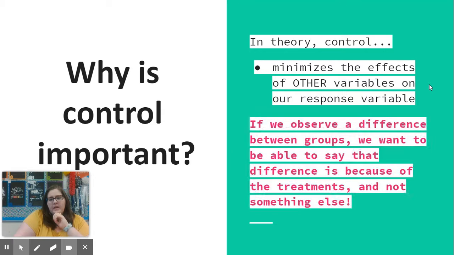And then if we observe a difference between our groups, so if I observe a difference between our treatment groups, I want to be able to say it's because of the treatment and not because of something else. So the more that we're controlling that something else, the more confidence we have in the actual treatments. So that is the thought.